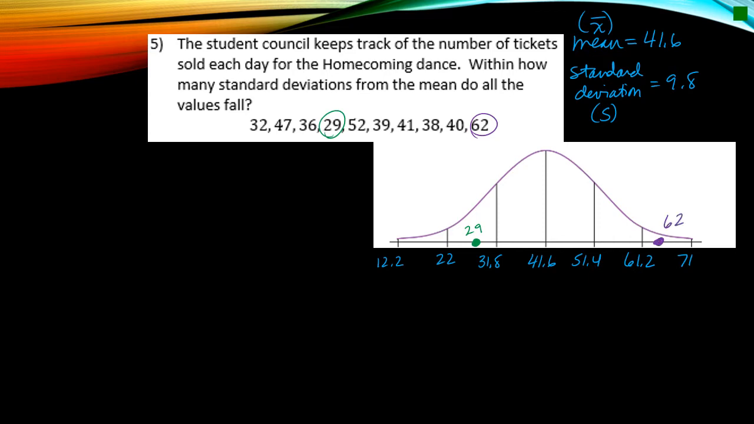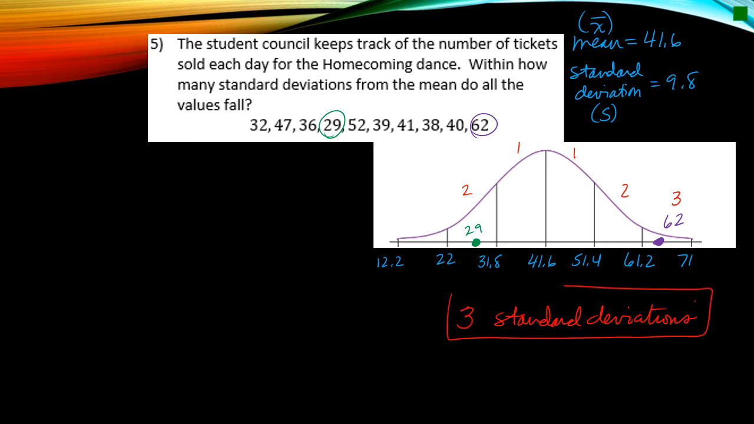So now I can look at my picture and I can see that 29 is actually within 2 standard deviations, but 62 is within 3 standard deviations, and we have to choose the larger. So the answer to this would be that your data falls between 3 standard deviations of the mean. So that would be your final answer.